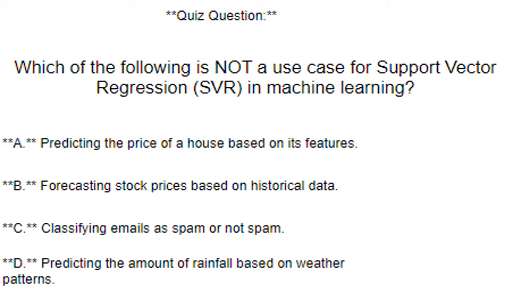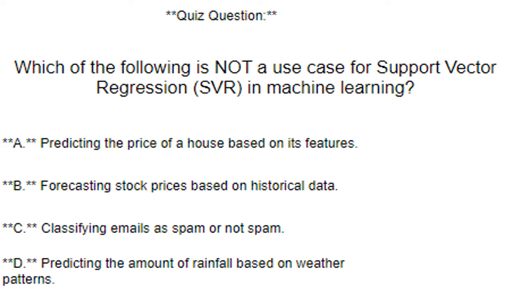True. Predicting house prices based on features like size, location, and amenities is a regression task, as the price is a continuous value. SVR is well suited for such predictions, making it a suitable use case. True. Forecasting stock prices involves predicting a continuous value, price, based on historical data. SVR is a powerful tool for time series forecasting, making it a suitable use case.